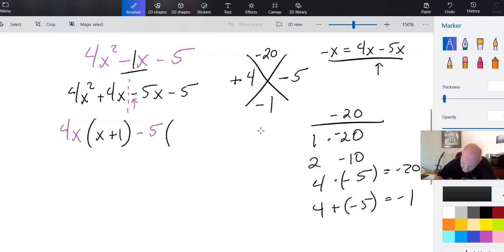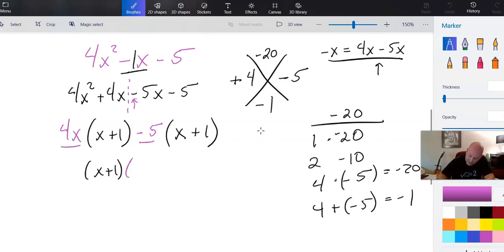So negative 5 times x gives me negative 5x. Negative 5 times 1 gives me negative 5. And now I can see x plus 1 is a common factor. And 4x minus 5 is my other factor. Right? And for the sake of time, I'm not going to FOIL this out, but if you want to check it, you just FOIL it back out and see if you get the original polynomial back. And as long as you do, then it is a correct factorization.